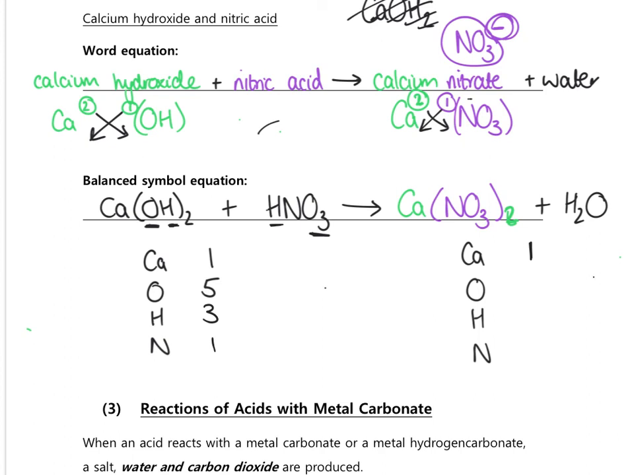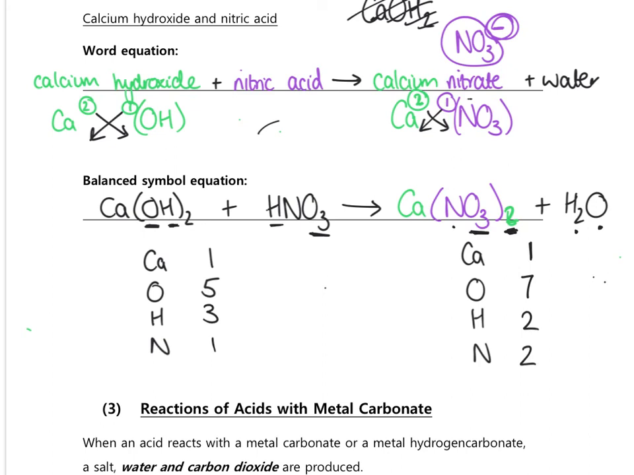Oxygens you need to be really careful with. Remember that 2 multiplies everything inside the bracket by 2. So I have 3 inside the brackets, but times by 2 is a total of 6. And then I have 1 in my water as well. So that gives me a grand total of 7 oxygens. Hydrogens, I just have 2 in my water. And nitrogens, again, there's 1 inside the bracket, but I have 2, that's multiplied by 2. So I have 2 nitrogens.